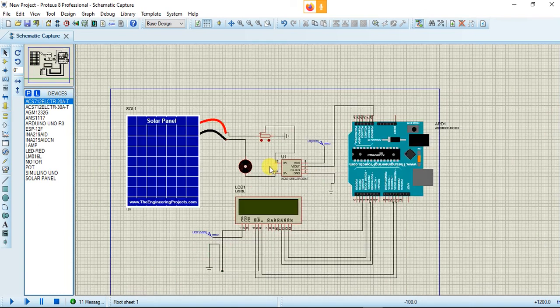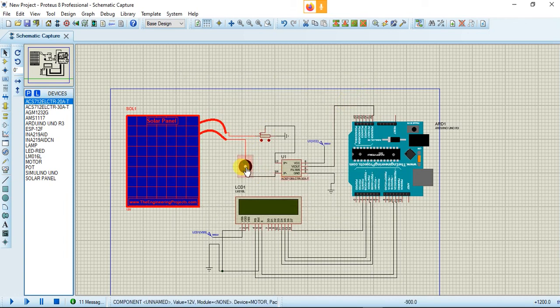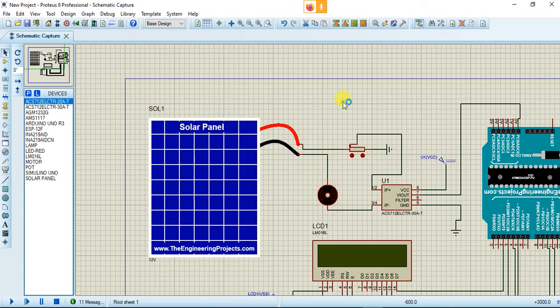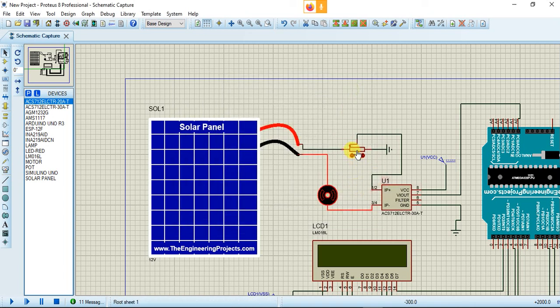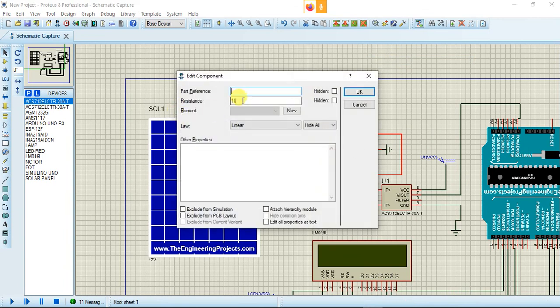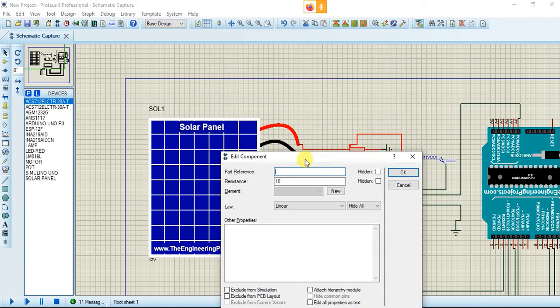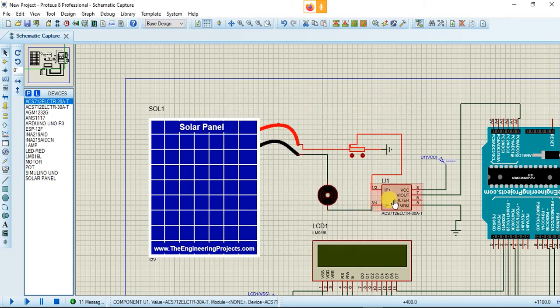Here we have designed our project virtually in the Proteus simulator software. We have used a 12 volt solar panel, and there is also a 12 volt DC motor with a load resistance of 12 ohm. And here is a potentiometer, which is variable, ranging from 0 to 10 ohm.